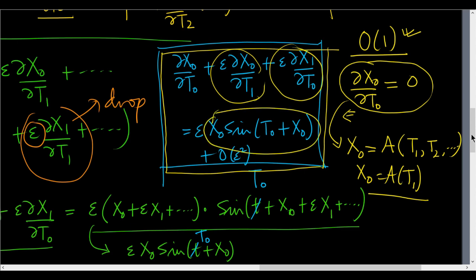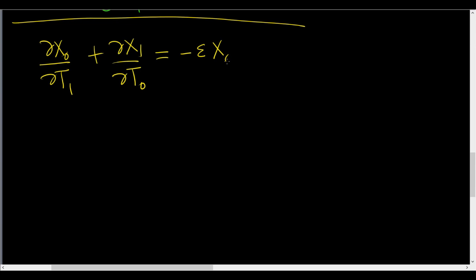Okay, so let's write that down here. I should move to the left, scroll up a bit. So if I remember correctly, I have del x0 del t1 plus del x1 del t0 equals minus x0 times the sine of t0 plus x0. Sorry, no epsilon. Epsilon is taken care of. This is what I have at order epsilon.